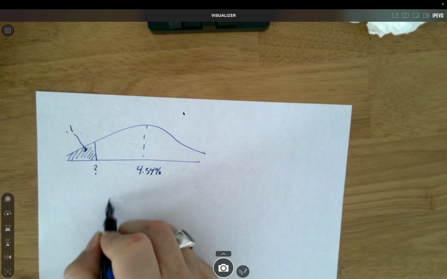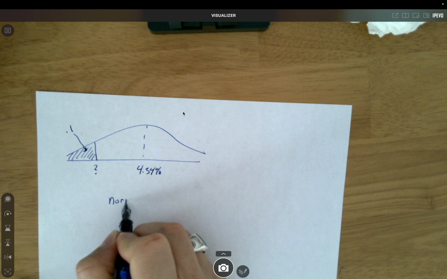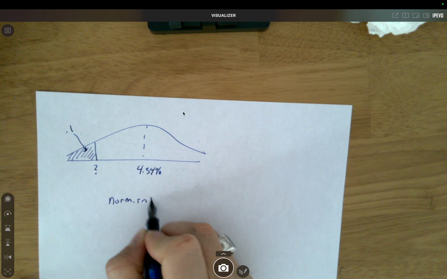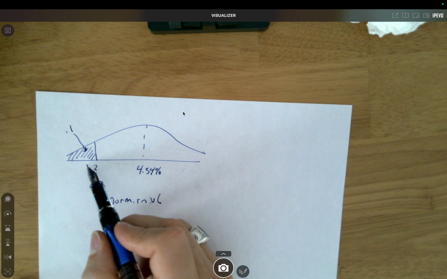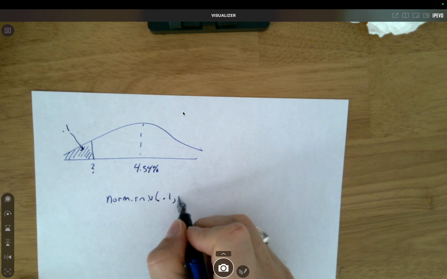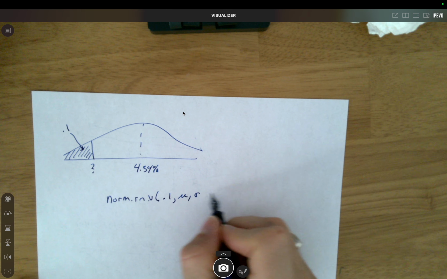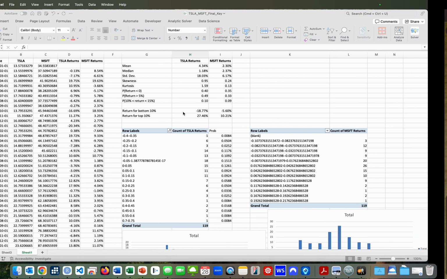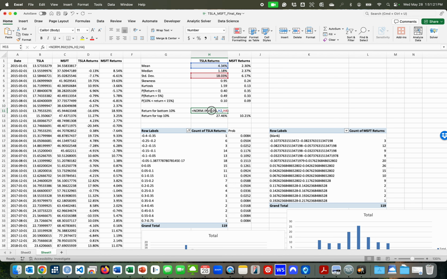So this would be a norm.inverse. You put the area, 0.1, and then your mu, and then your sigma. So when you're working this type of problem, notice the first argument we enter is the 10%, which is the same as 0.1, because that's the area to the left. And then H2 is your mean, H4 is your standard deviation.